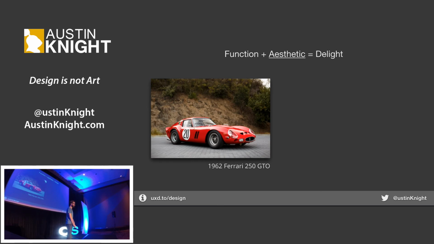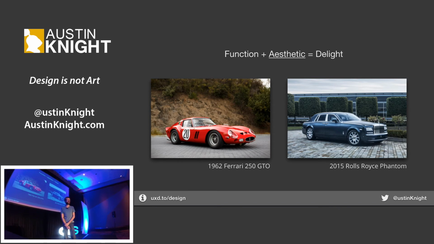This is a 1962 Ferrari 250 GTO. In my humble opinion, this is the most beautiful car ever made. This is a 2015 Rolls-Royce Phantom. In my uncle's opinion, this is the most beautiful car ever made. If I were designing a car for my uncle, and I stuck to my own aesthetic values, I'd probably create a car that looks like the one over there. But what I should really be creating is a car that looks like the one right there.